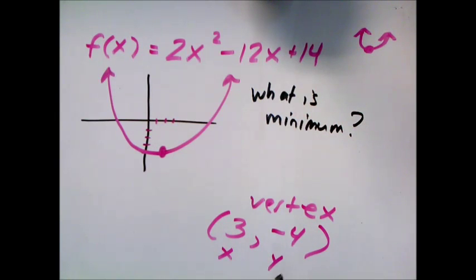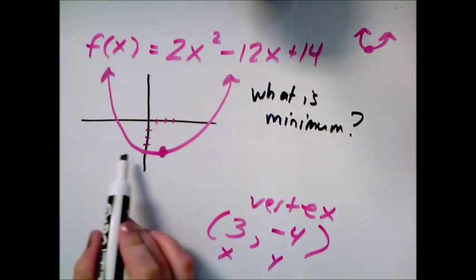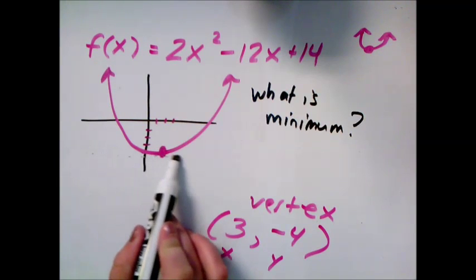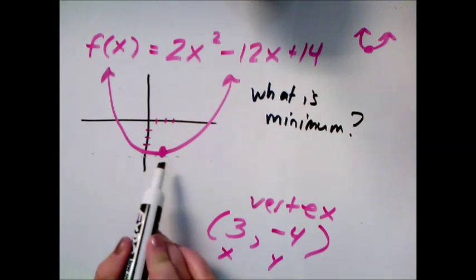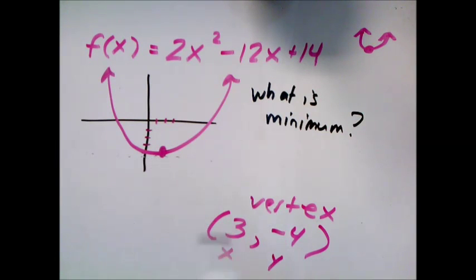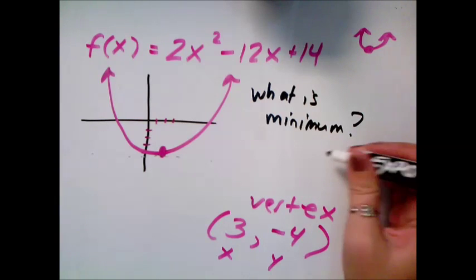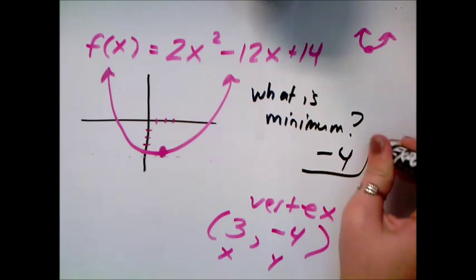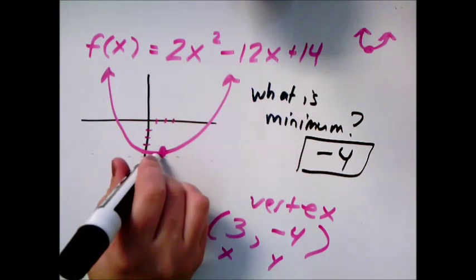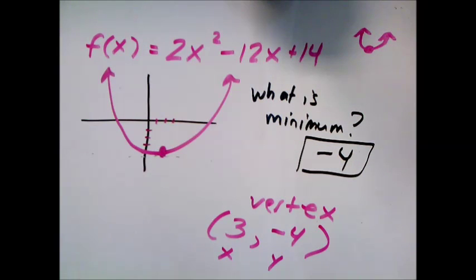So we have a point, right? Which part of the point is the minimum? Well, the minimum is saying what's the lowest value you get out of this. So it looks like the lowest value we get out is negative 4. So when they say what is the maximum or minimum, they're talking about the output. So negative 4 is the minimum value. It's the lowest value you get here on the y.